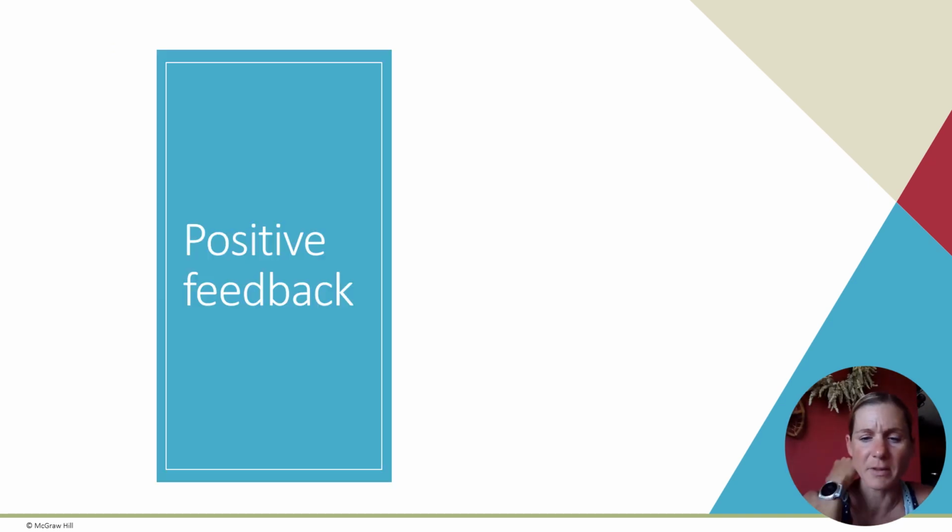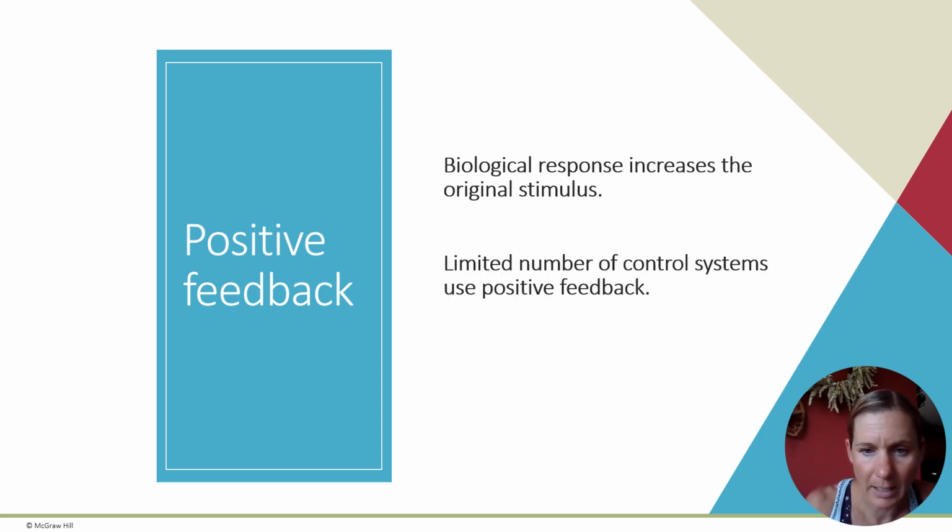So we also have something called positive feedback. And again, this is not very common when we think about the physiological functioning of the system. Essentially what happens with positive feedback is the biological response increases the original stimulus. So for example, if this were true about blood pressure, which it's not, an increase in blood pressure would stimulate a greater increase in blood pressure. Okay, so a very limited number of control systems work in this way.